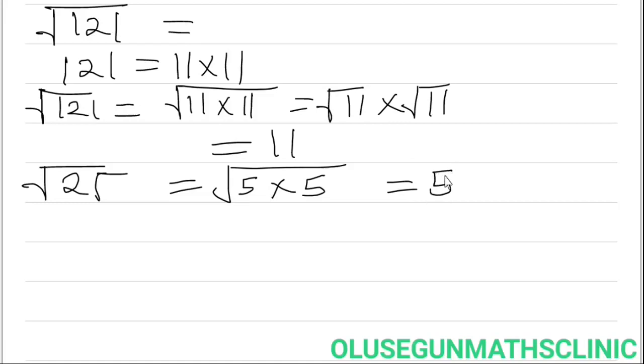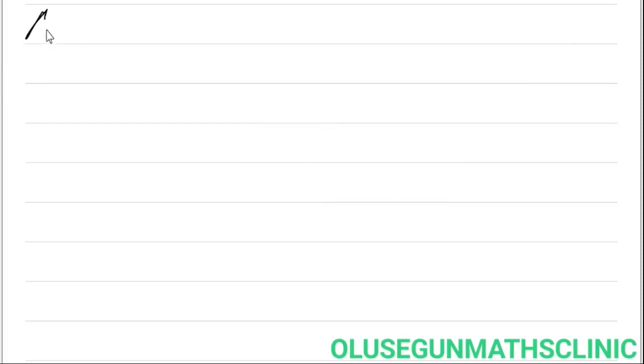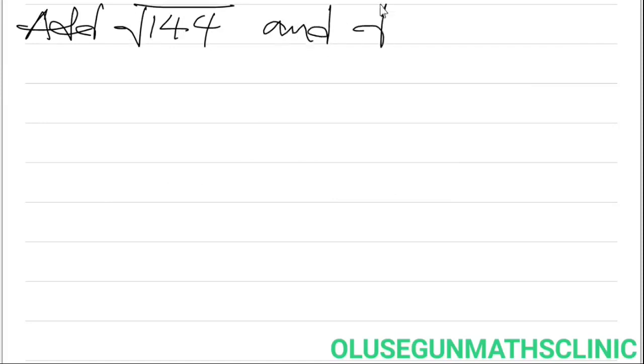Now we want a way of handling a very big number so that we understand the value very well. So now, let's have a little arithmetic with square roots. Somebody says to add root 144 and root 16 together. You have to add these two numbers together.